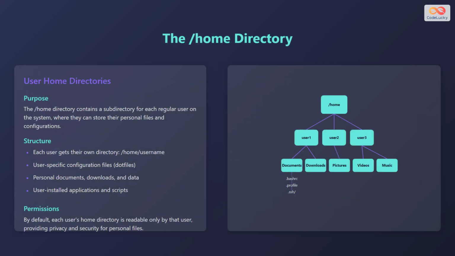The /home directory is a crucial part of the Linux file system. Its purpose is to contain a subdirectory for each regular user on the system, where they can store their personal files and configurations. Each user gets their own directory, typically named /home/username. This directory includes user-specific configuration files often referred to as dot files, personal documents, downloads, and data, as well as user-installed applications and scripts. By default, each user's home directory is readable only by that user, providing privacy and security for personal files.